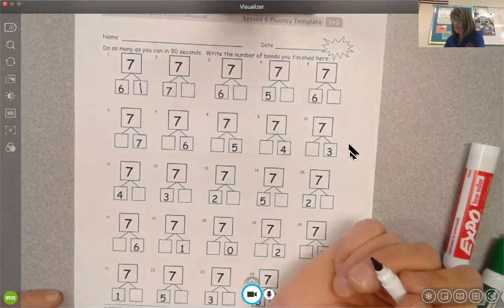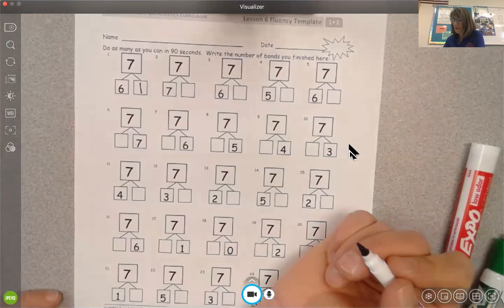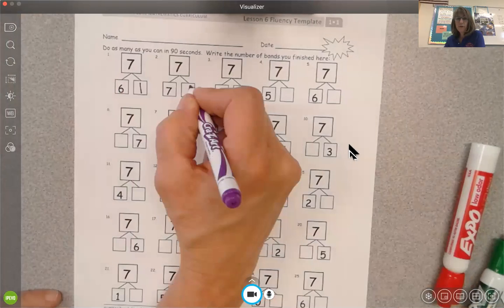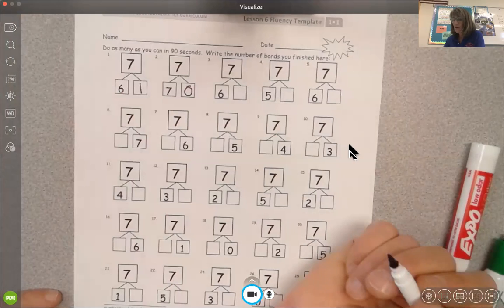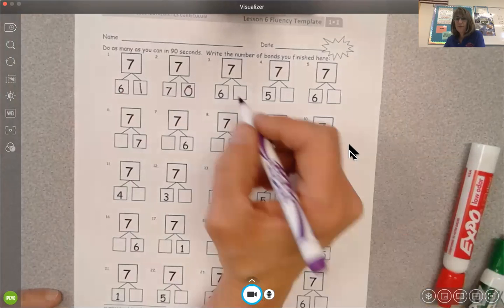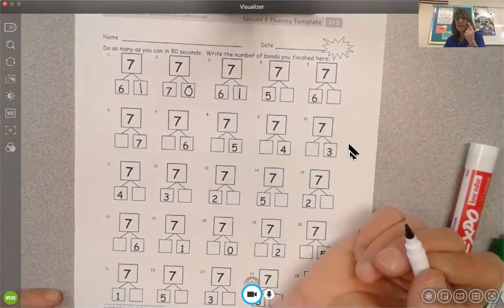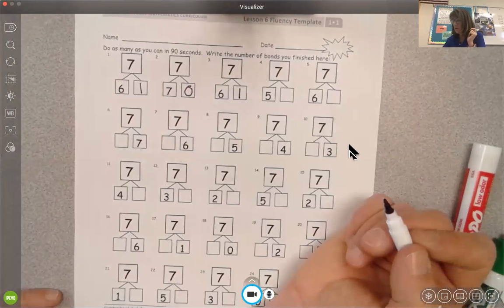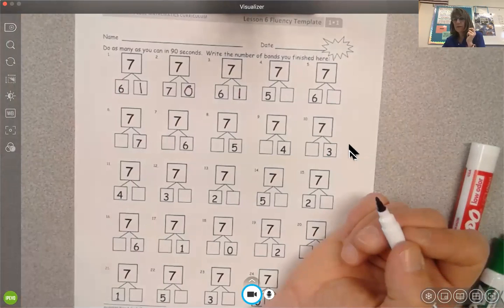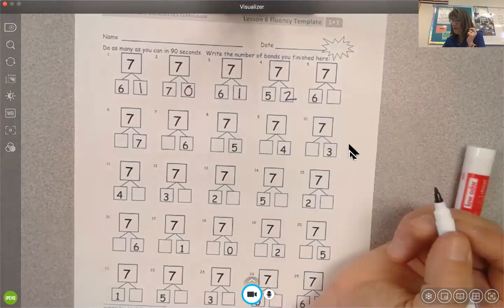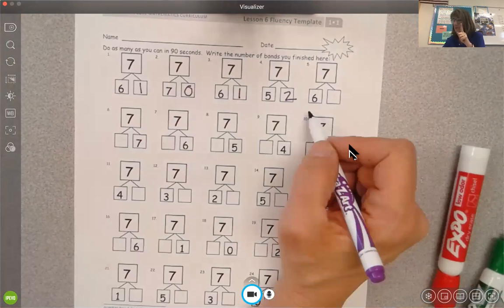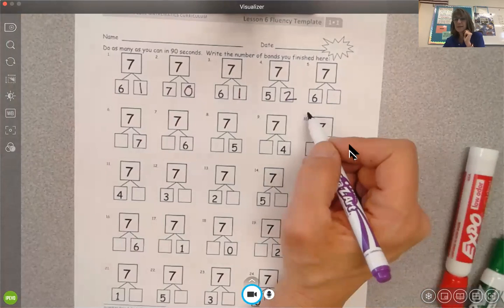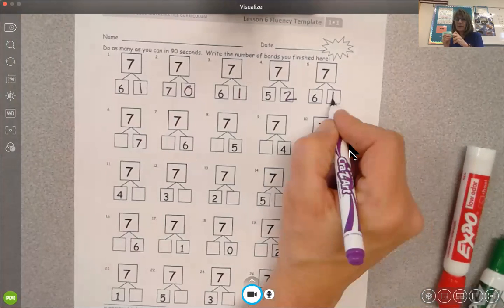1 plus 6 equals 7. 7 plus 0 equals 7. 6 plus 1 again. 5, 6, 7. The answer is 2. 6. Say the big number. Say this number and try to get to that one. 6, 7. The answer is 1. 1 more than 6 is 7. Okay, the rest of them you're going to work on your own.